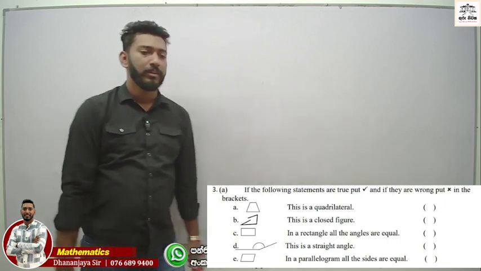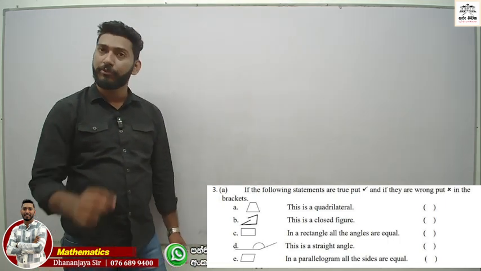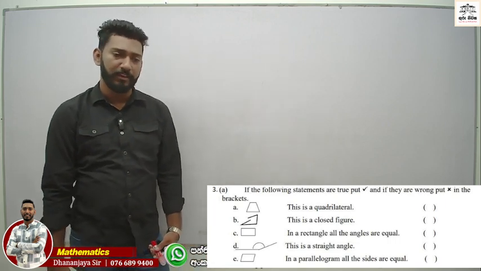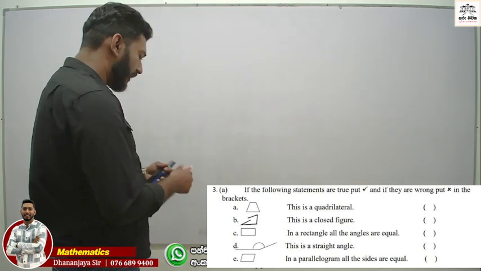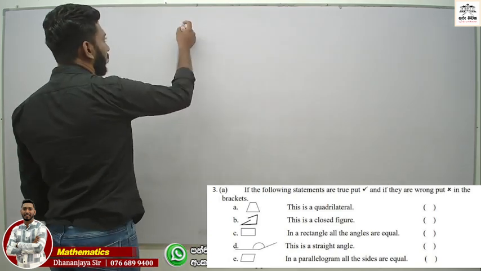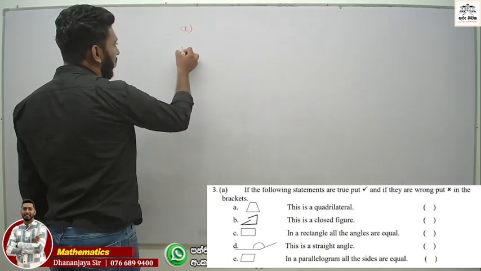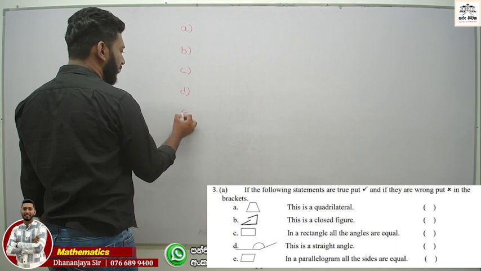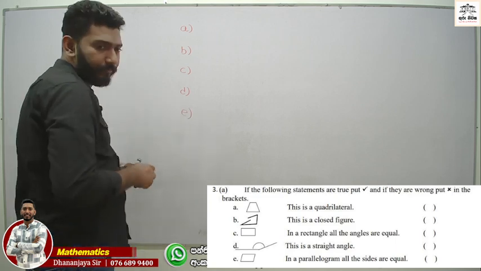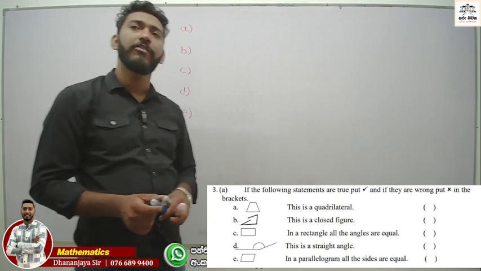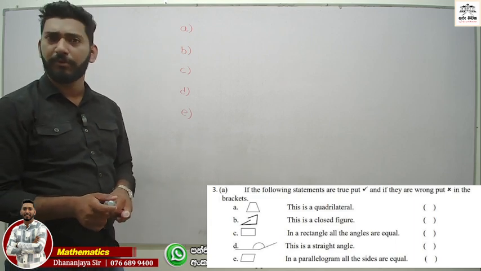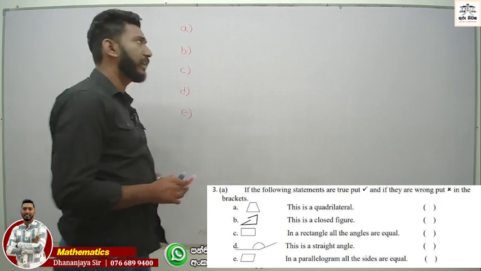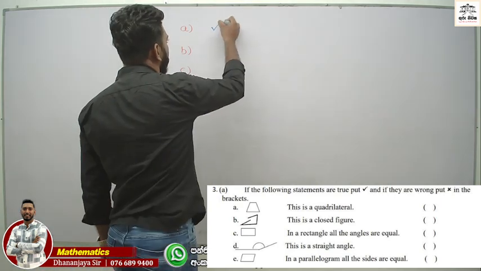Now listen. If the following statements are true, put tick, and if they are wrong, put cross in the brackets. So put the A, B, C, D, E. Now tell me, first one. This is a quadrilateral. What means a quadrilateral? There are only four sides. Therefore, we call it as a quadrilateral.